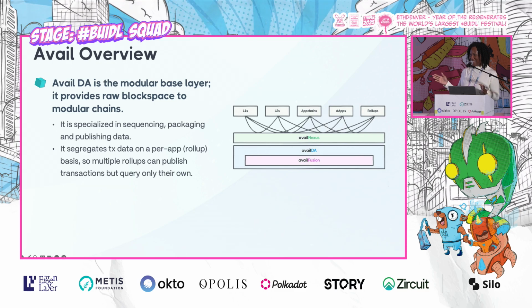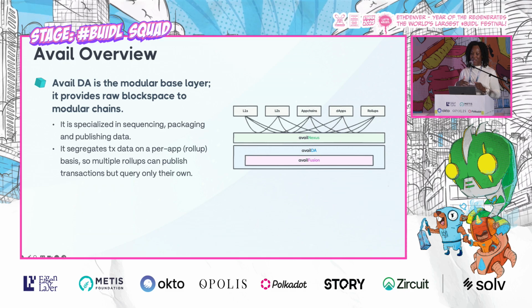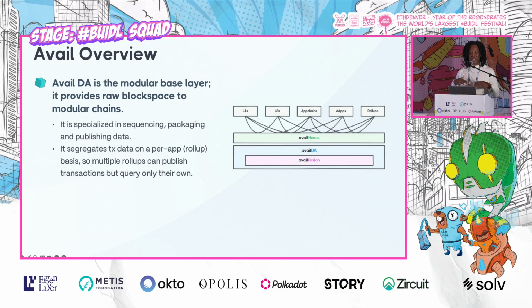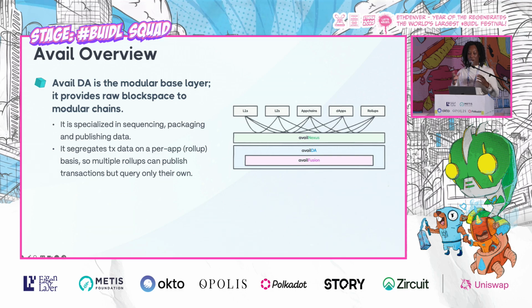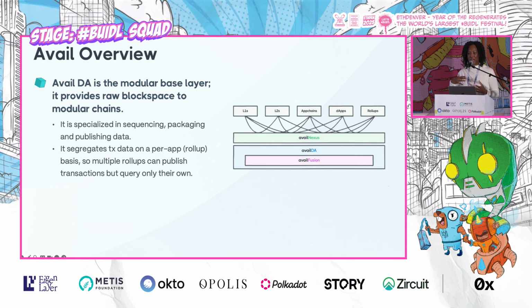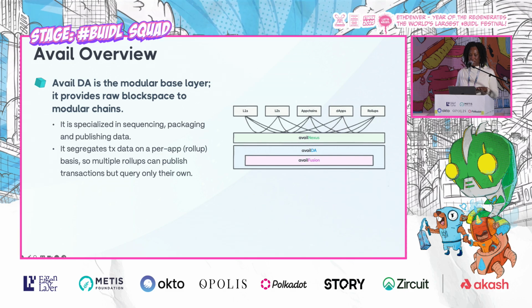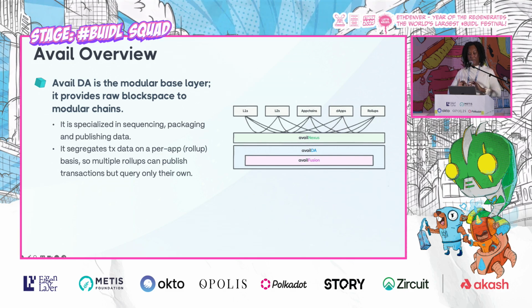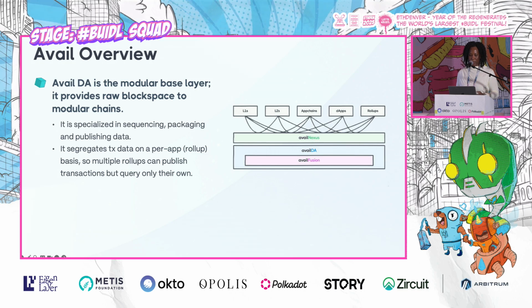Now, Avail DA, again, this is what we launched with, and it provides the base layer for sequencing, and it allows you to make sure that all of your proofs are going to be validated within the Avail ecosystem through Avail light validators. So you can kind of consider this like a layer 1 ecosystem there, with Nexus on top to provide a nice toolkit for developers to build on top of.